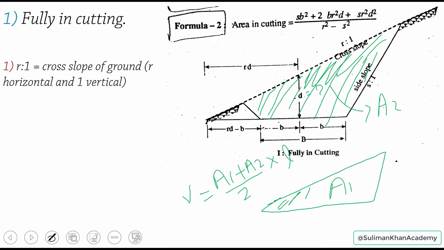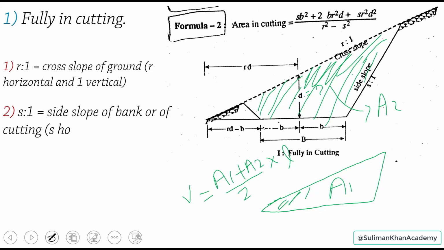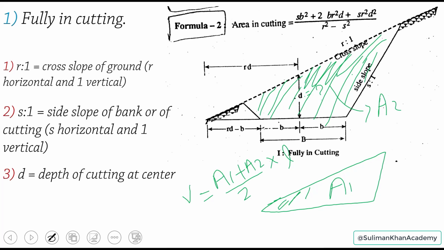And these are the terminologies which we have already discussed: the cross slope of the ground, which is the slope of the natural ground, and then the side slopes, which is S/1, and D, which means the depth of cutting at the center, as you can see, this is D in the same section. So we will have an example to get the complete solution to the earthwork in fully in cutting.